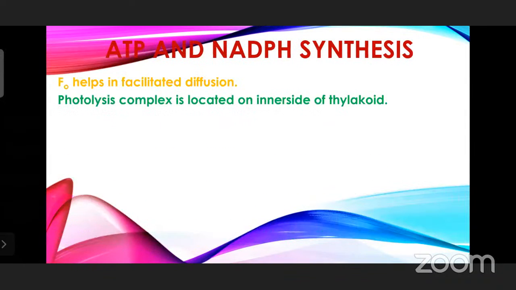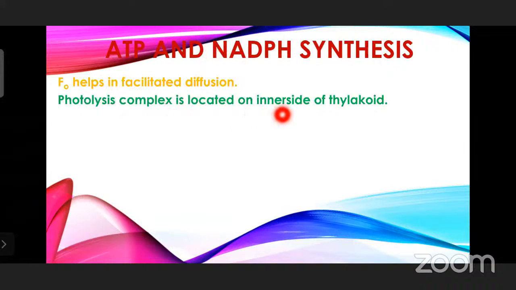So in this topic, we have learned about ATP and NADPH synthesis. Let us see once again. F0 helps in facilitated diffusion. That is the most important requirement. The protons are coming out from the lumen to the stroma, and here the ATP synthesis takes place. ATP is getting formed in the stroma. Remember one most important thing: ATP is synthesized in the stroma. NADPH is also synthesized in the stroma.